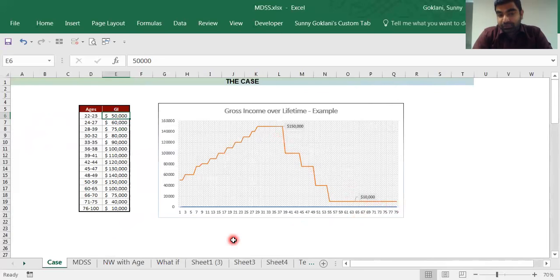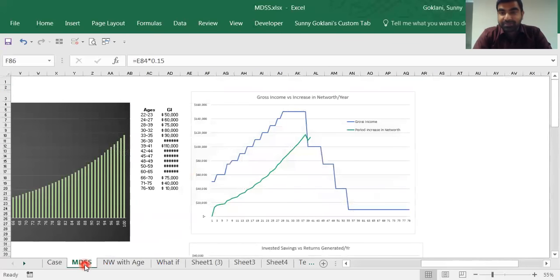That's a pretty sad life to look at, really. But then again, the good part comes here. When you plot this chart, which is gross income, the blue line that we saw, the sad line, versus increase in net worth per year, how much your net worth is increasing.